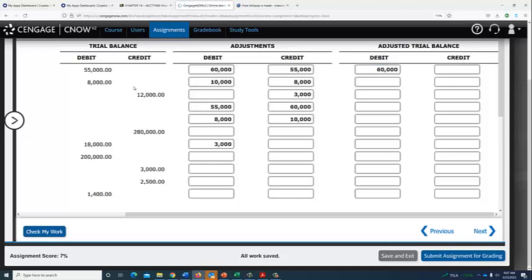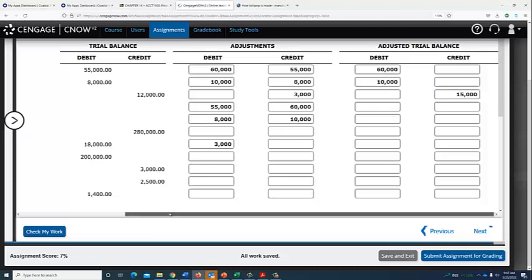For estimated returns, the $8,000 is offset, so that account was brought to zero, and the only balance remaining is our new balance of $10,000. Customer refunds payable had a credit of $12,000. We gave it another credit of $3,000, which brings our balance to a $15,000 credit.